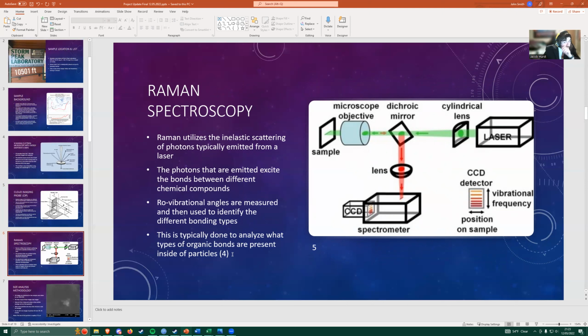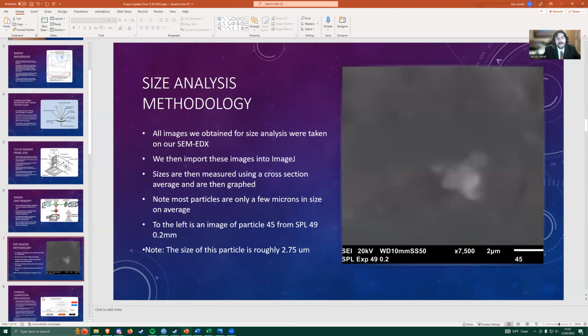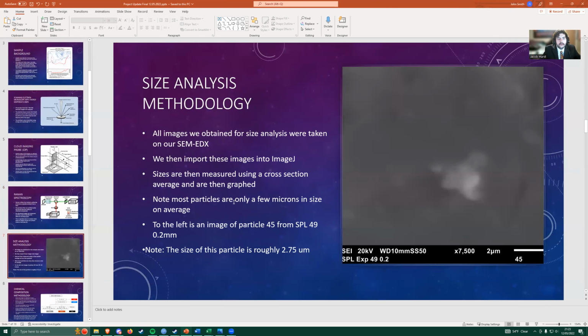This figure over here is basically just going over how Raman spectroscopy works. The laser comes in here, goes through and hits the sample, but this also shoots it into a lens into the spectrometer. So we'll go on to the next one here. For this one, we're doing size analysis and methodology. Okay, I'm going to go a little bit more in depth with what we're doing with this SEM-EDX data.